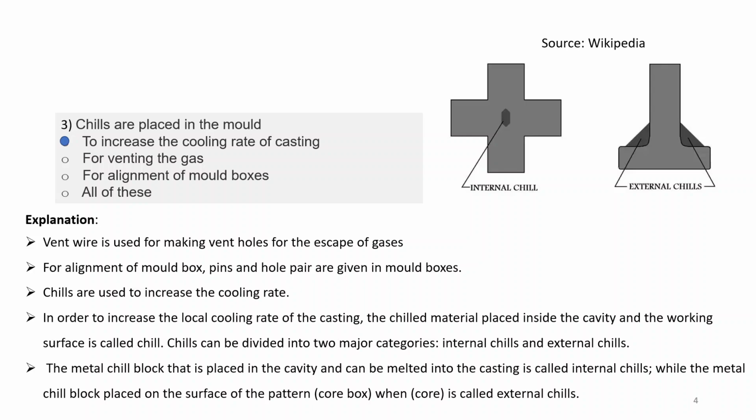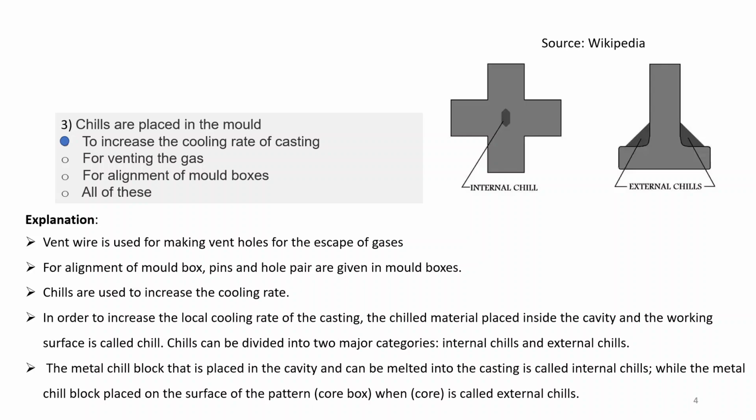And in order to increase the local cooling rate of casting, the chilled material is placed inside the cavity, and the working surface is called chill. The chills can be divided into two major categories: internal chills and external chills. So this one is internal chill. It is kept internal to the mold. The material of this chill should be similar to what you are forming. For example, if you are casting aluminum, then this will be solidified aluminum chips. So this will be cooling your material.